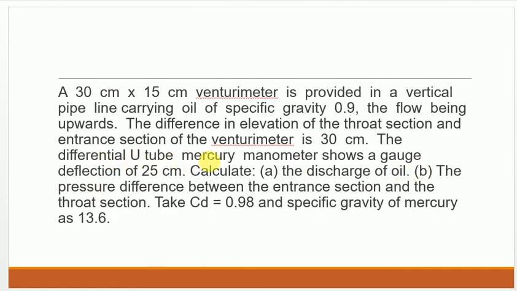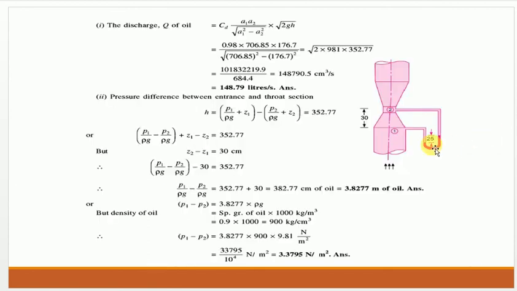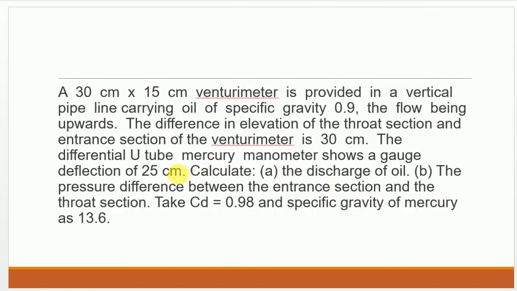The differential U-tube manometer shows a gauge deflection of 25 cm. There is a deflection of 25 cm between the mercury levels in the two limbs of the U-tube manometer. So this reading of 25 is due to the pressure difference. Now we need to calculate the discharge of the oil through the pipe, that is, the amount of fluid that flows through the pipe per second.